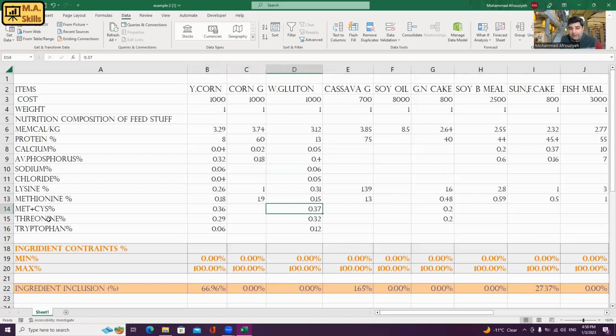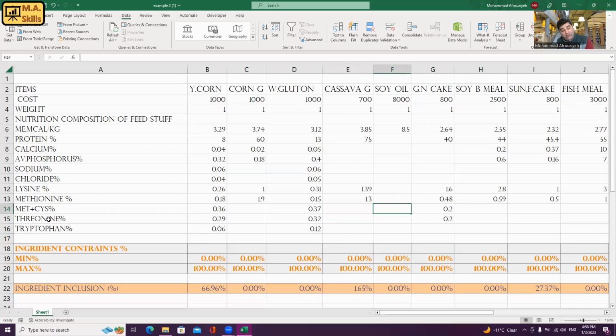Anyways, if you look at the levels of methionine plus cysteine, for corn, for yellow corn, white corn, it's yellow corn for sure. It says 0.36 for W gluten. I guess it would be wheat gluten. It's 0.37. Okay. And then if I come here, see, there is no methionine plus cysteine value for cassava.